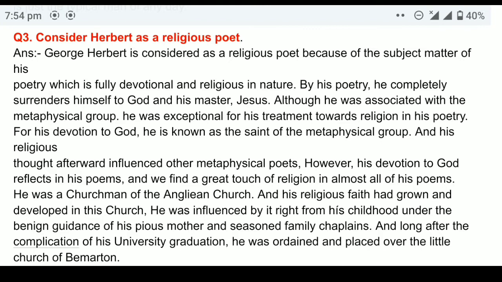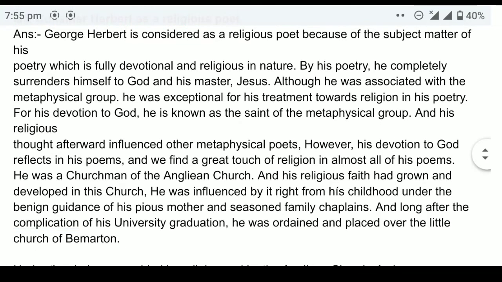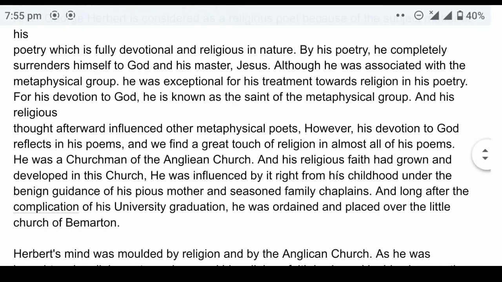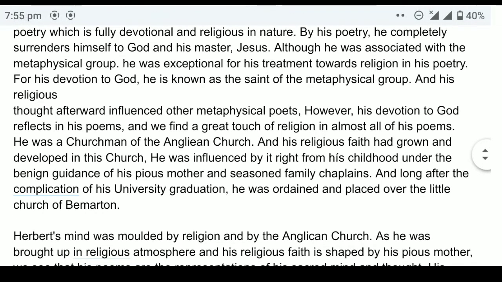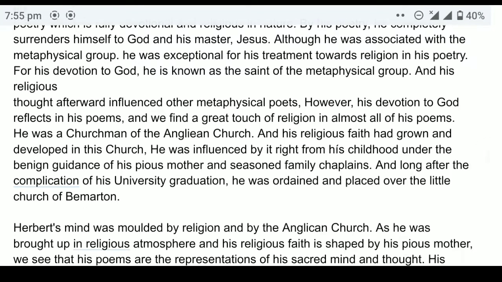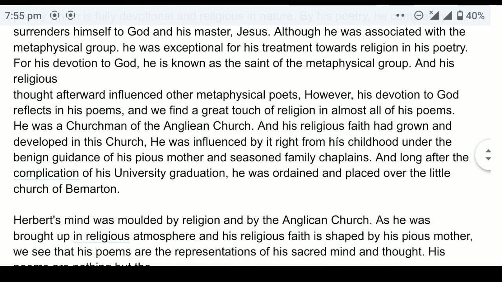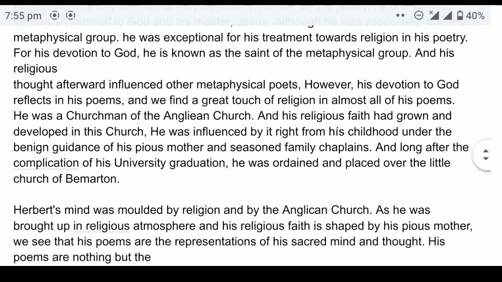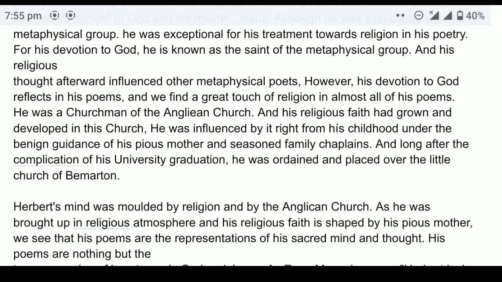And the answer for this question is, Herbert is considered a religious poet because of the subject matter of his poetry, which is fully devotional and religious in nature. Through his poetry, he completely surrendered himself to God and his master Jesus. Although he was associated with the metaphysical group, he was exceptional for his treatment of religion in his poetry.